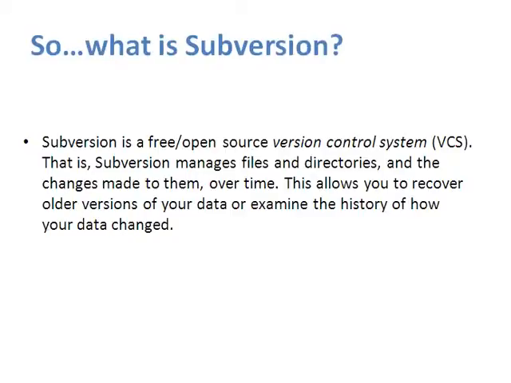So what is Subversion? Subversion is a free open source version control system. That is, Subversion manages files and directories and the changes made to them over time. This allows you to recover older versions of your data, and examine the history of how your data changed. So clients copy files from the repository, creating a local working copy, and then make changes to the working copy and record the changes in the repository.